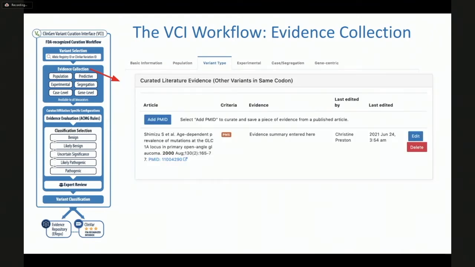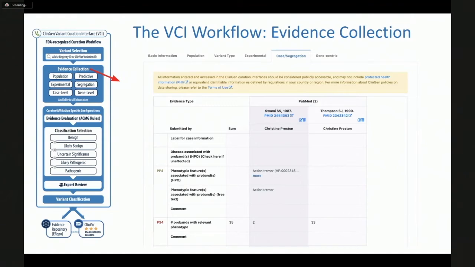Now, I'd also like to mention that, of course, some of the evidence is never going to be programmatically available. So I don't have the workflow here, but the VCI allows curators to add their own evidence, such as PubMed IDs. And then that's displayed and added to the evidence repository so that other curators looking at the same variant will also see the evidence added. So once again, this is a community curation tool.